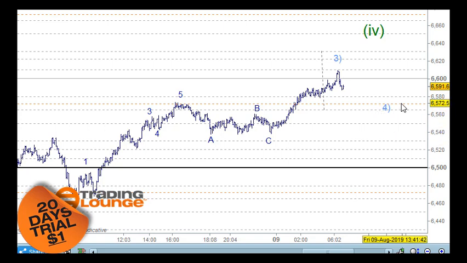So we can get a position on the short side at 6572 as a retested resistance here. Then you can also look to add to the position once the 65 becomes the retested resistance, and then you can also look to add on the 50 here once that becomes the retested resistance as well. So that would be the way to move either long or short here.